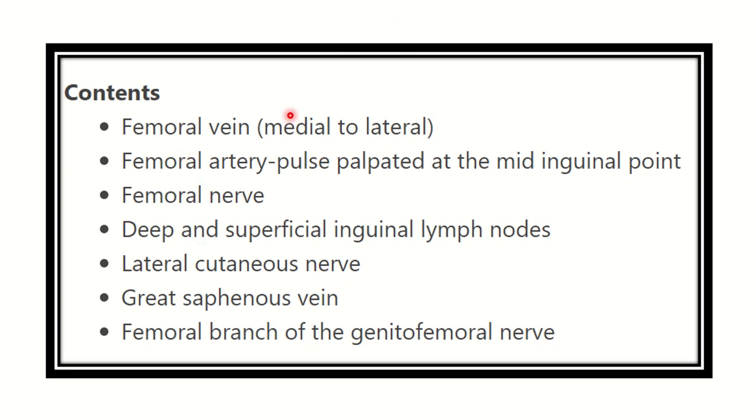So these are the content of the femoral triangle. They are femoral vein, femoral artery, femoral nerve, superficial and deep inguinal lymph node, lateral femoral cutaneous nerve, great saphenous vein, and femoral branch of the genitofemoral nerve. So they are the content of the femoral triangle.